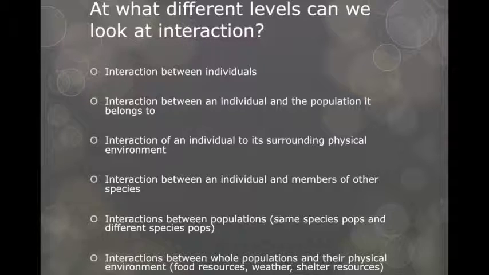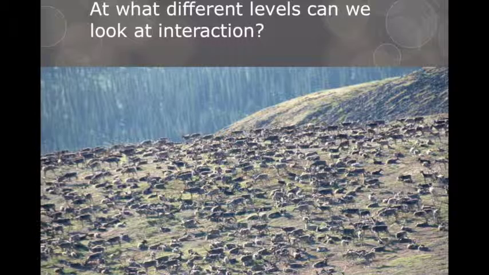And lastly, we can look at interactions between whole populations and their physical environment. For example, looking for food resources, weather, shelter resources, etc. A good example of that is a herd of caribou migrating over a tundra area and how those large numbers of animals impact their environment as they migrate through it. These are just some examples of different levels of interaction that we can study. This is not a comprehensive list.